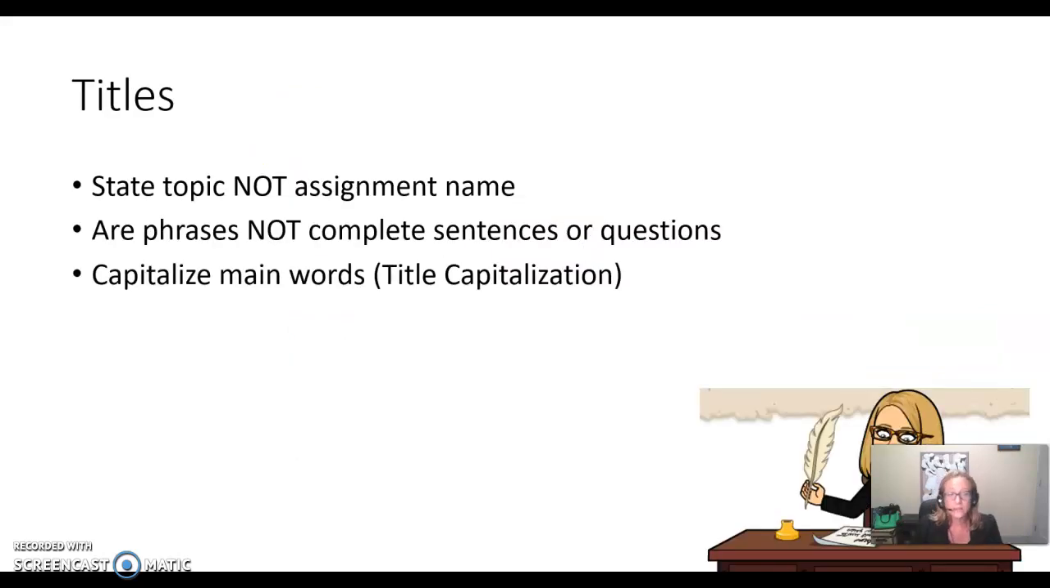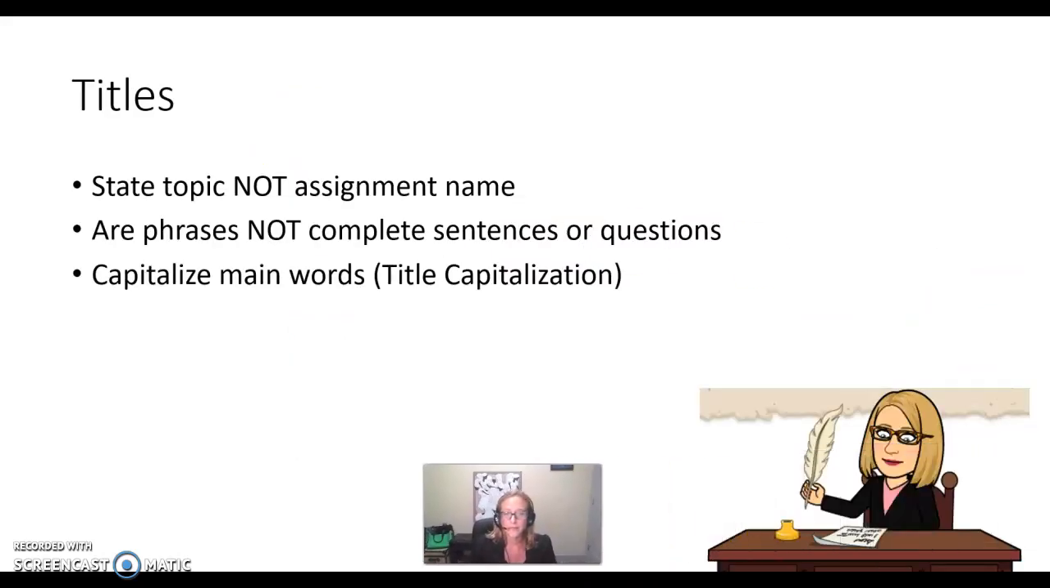All right, so titles. A lot of people have great titles. Remember that the title should state the topic of your essay, not your assignment name. And it shouldn't be a complete sentence, it should be a phrase. And you want to capitalize all of the main words. So the first word and any nouns, verbs, adjectives, adverbs in the title should start with a capital letter.